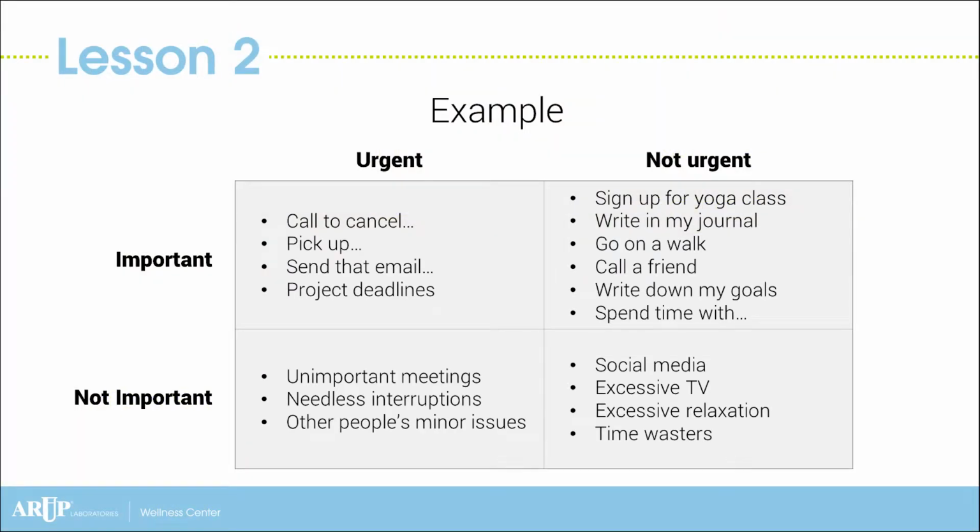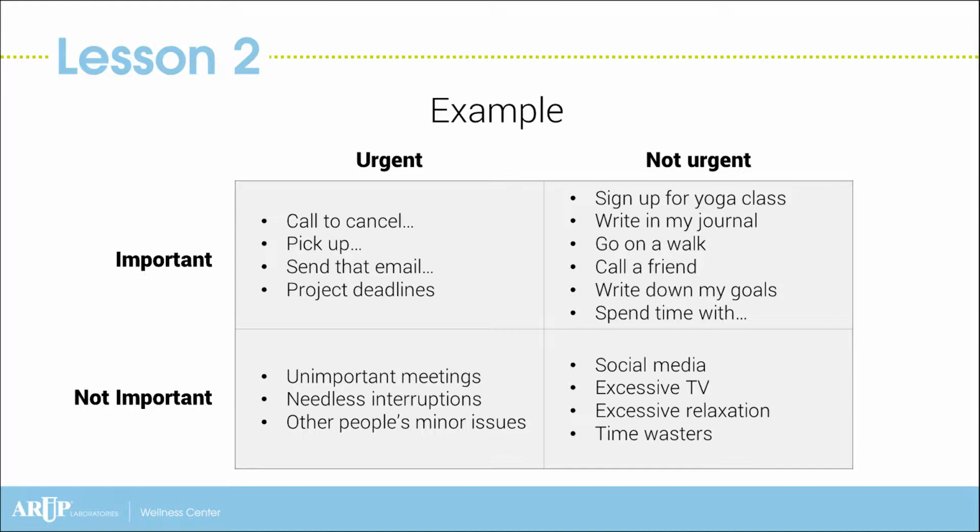Here's an example of what your chart might look like. The urgent and important items may be sending last-minute emails or having something to pick up quickly or even project deadlines. The urgent and non-important items may be meetings that aren't so important or needless interruptions.